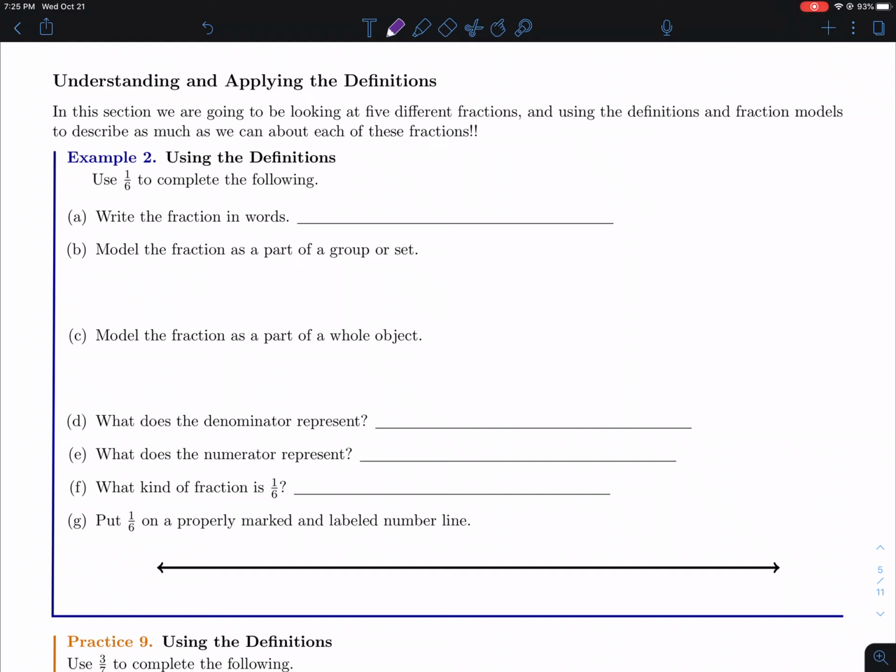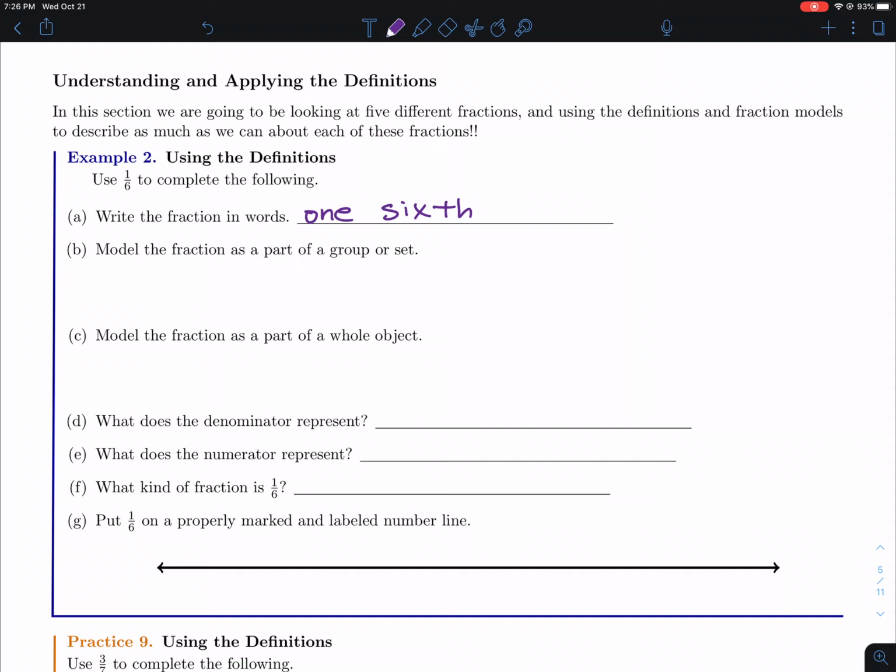So in this case, the first thing it wants us to do is write the fraction in words. Since it's 1/6, this would be written as one sixth in this case. So that's what the fraction looks like in words.